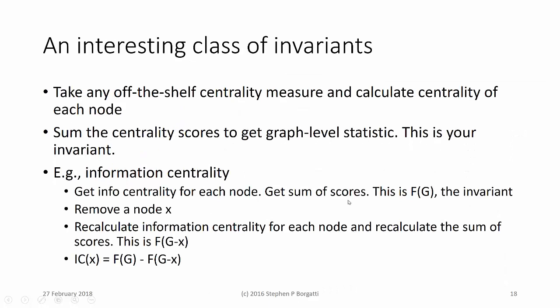Okay. So now I want to show you a very interesting class of invariants that sounds stupid. It sounds like somebody had a little too much time on their hands. It's exactly how this was discovered. But suppose we take any off-the-shelf centrality measure, let's say betweenness, and we calculate betweenness for every node, and then we sum up betweenness across all nodes. And that gives us a single number, which is the sum of betweennesses for the whole network. That becomes our graph invariant. It's a little weird. We computed a measure at the node level, but then we added them all up to get the graph invariant.